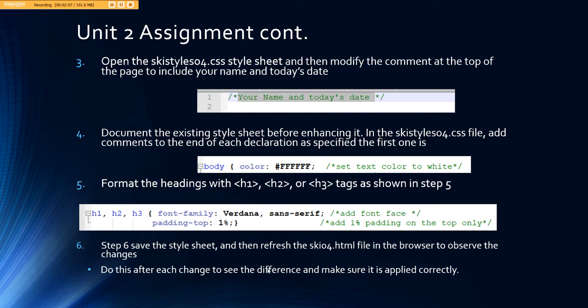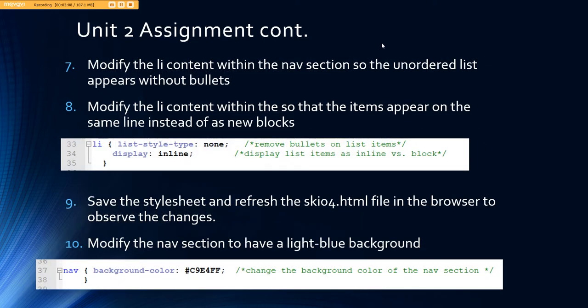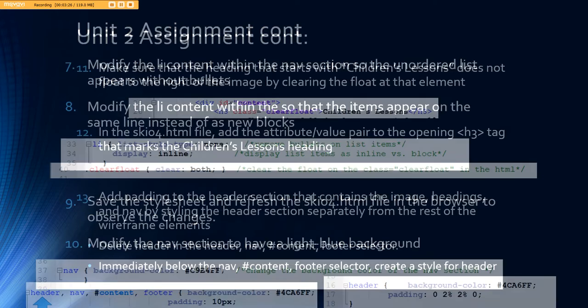Step 6, you're going to save the style sheet and then refresh the HTML file and make sure it makes the change, and do this after each of the changes that you make. Then you're going to modify the LI content within the nav section so the unordered list appears without bullets. And you're going to modify it also so the items appear on the same line instead of as new blocks.